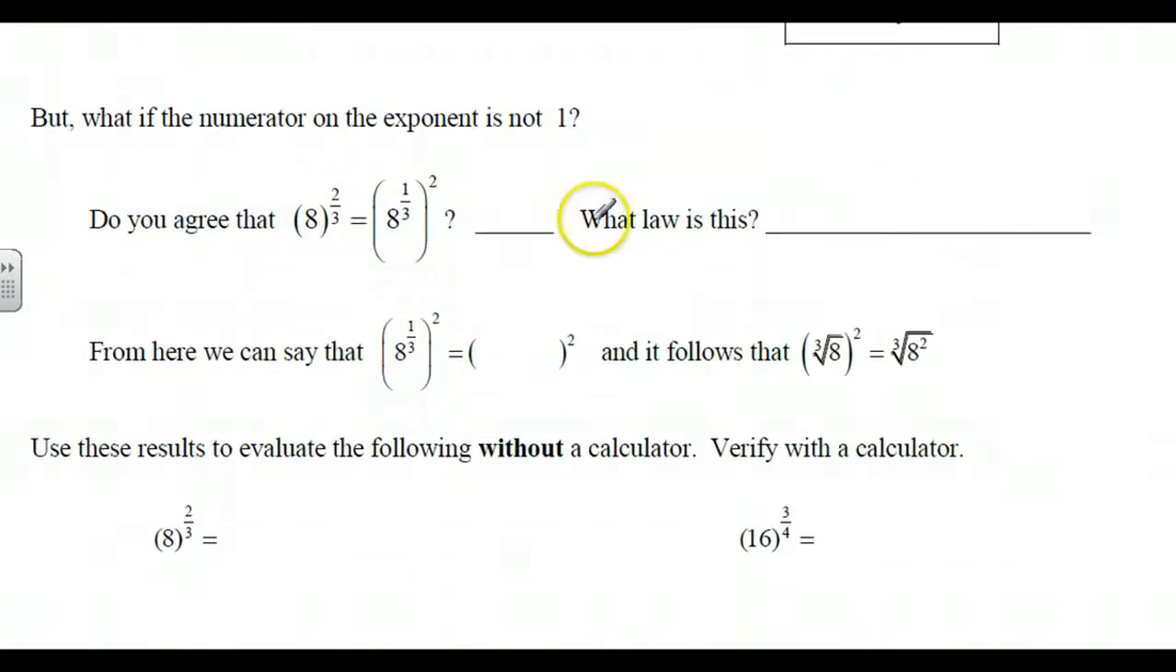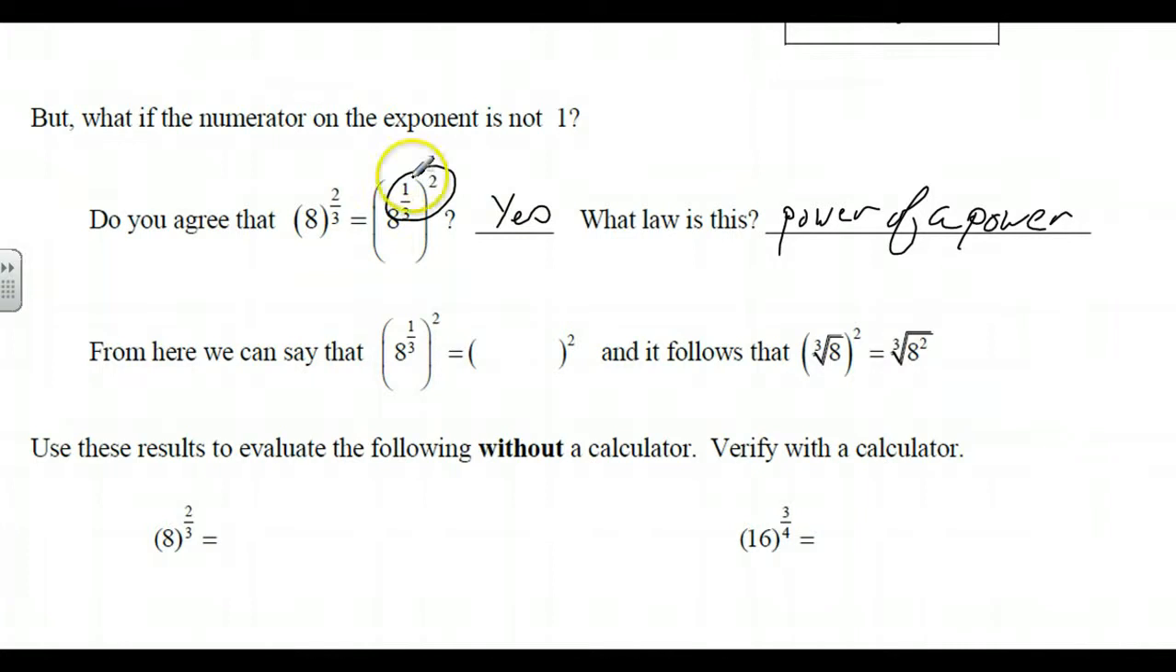What if we have 8 to the 2/3? Well, can we split that up? Can we write it as 8 to the 1/3 squared? Yeah, the power to a power law. So power of a power says that when you have a power raised to a power, you multiply the exponents. We'll be multiplying 2 times 1/3.